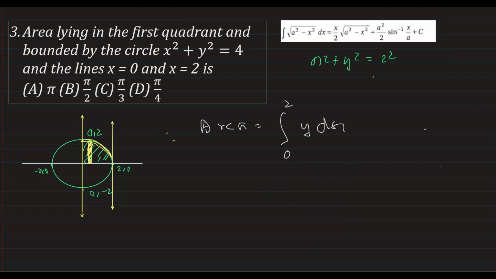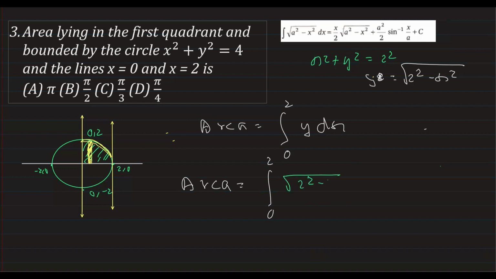Now we need to isolate y from here. So I can see that from here I can get y square as 2 square minus x square. And if I remove this square from this side, we'll get the square root of this. So again, this question is also based on the same formula. Now check what we have to do is replace this y here. So once again, I'll be writing this area is equal to the integral from 0 to 2. I can replace y with the square root of 2 square minus x square, and this is dx.